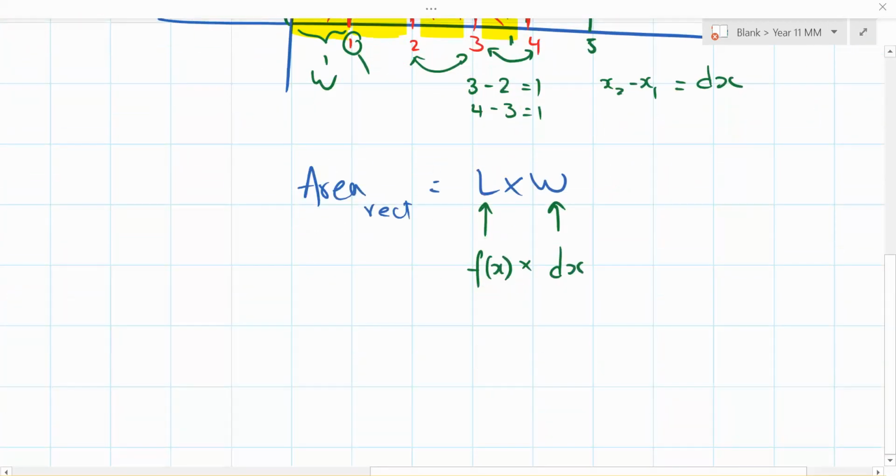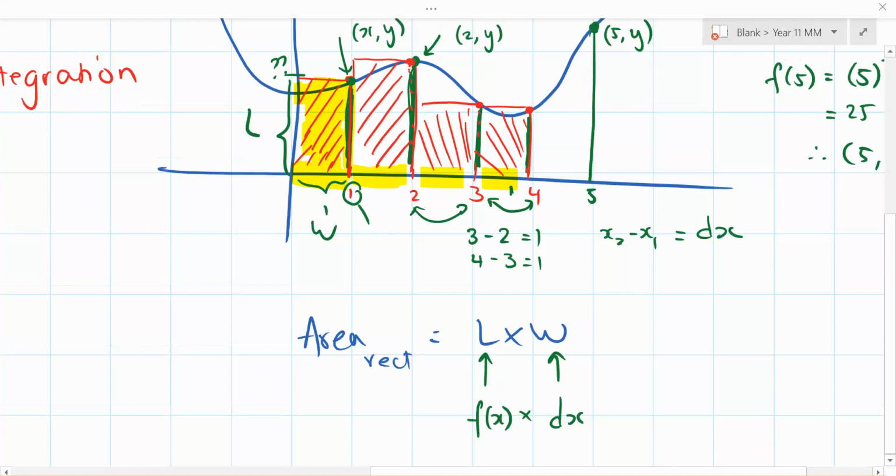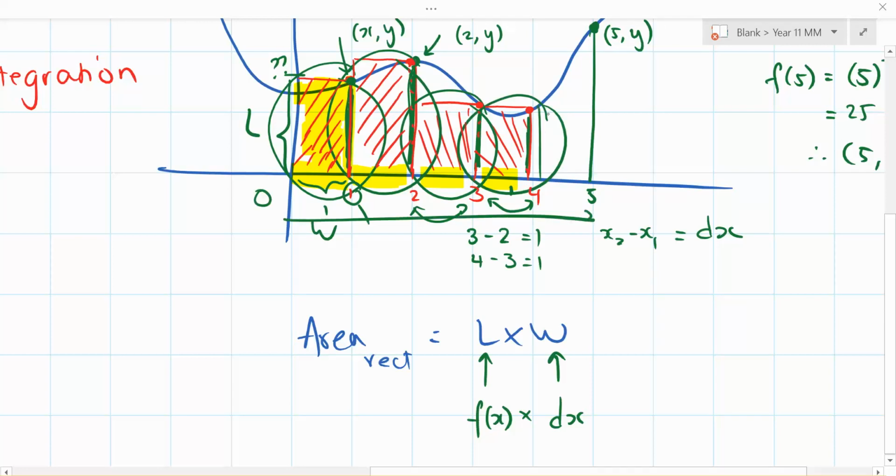So length times width should give you the area of the rectangles, but if you sum all the rectangles together, if I added this rectangle with this rectangle, with this rectangle, with this rectangle, and continued from 0 to 5, I should be able to get roughly the area under the curve.